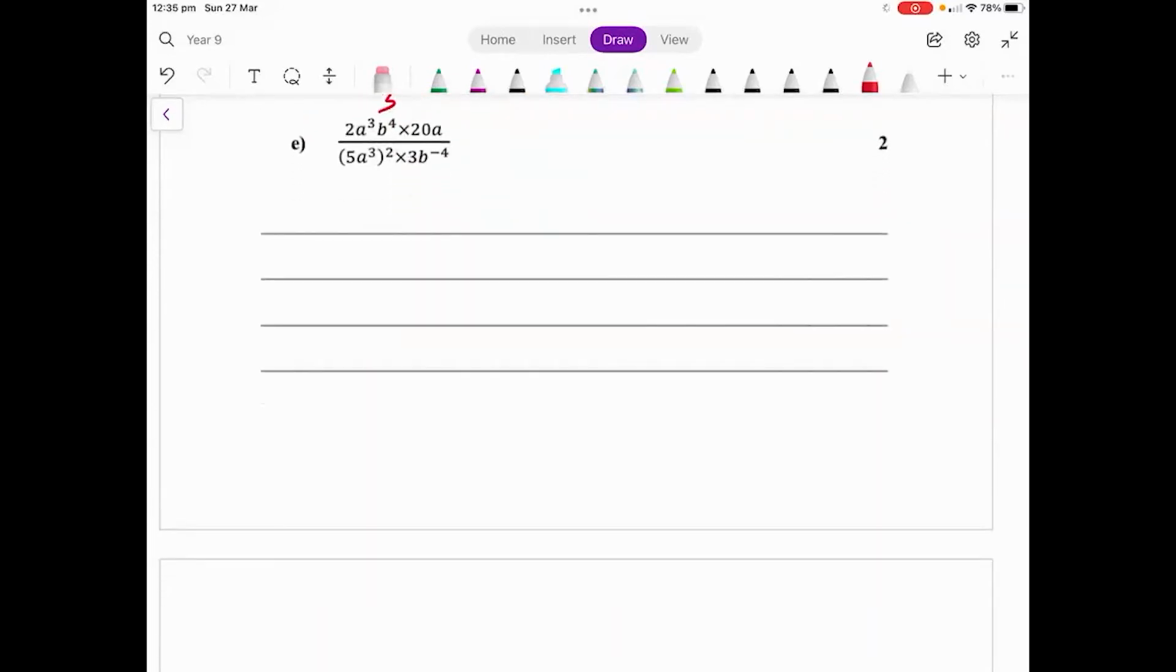For question E, we're going to simplify the numerator and the denominator separately first, and then we're going to clean up the fraction. So 2 times 20 becomes 40. For the a's, we have 3 plus 1 for the powers. That gives us a to the power of 4, and it's just b to the power of 4. For the denominator, we need to expand those brackets. So 5 squared is 25, and for a, 3 times 2 gives us a to the power of 6. Leave 3b to the minus 4 there, and then we just clean up our denominator. So 25 times 3 is 75.